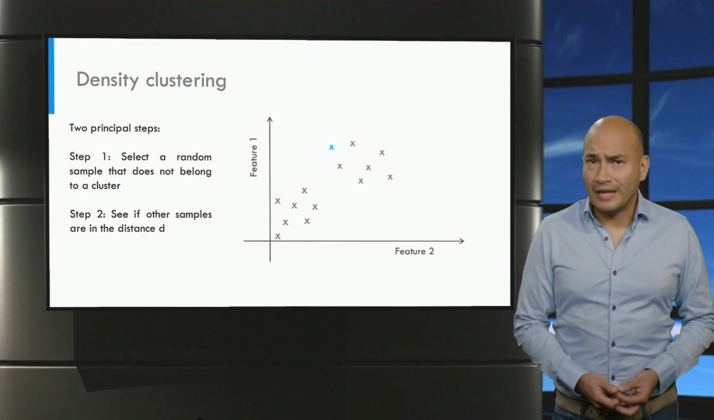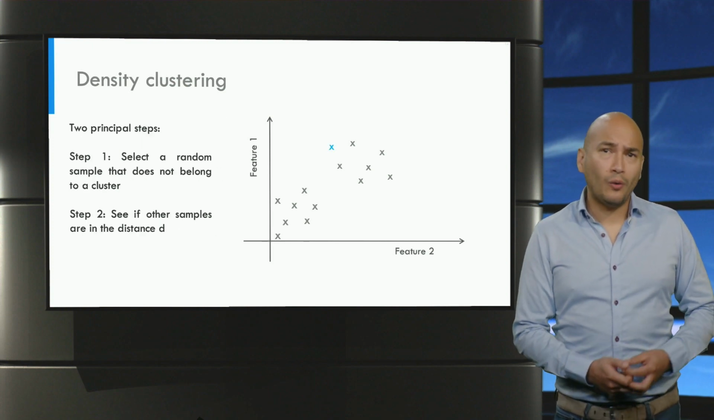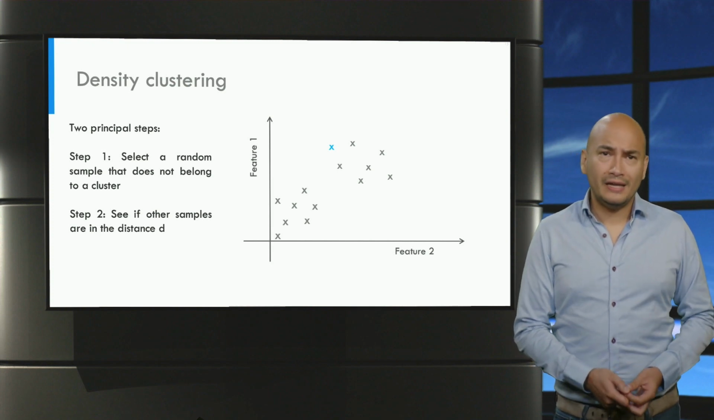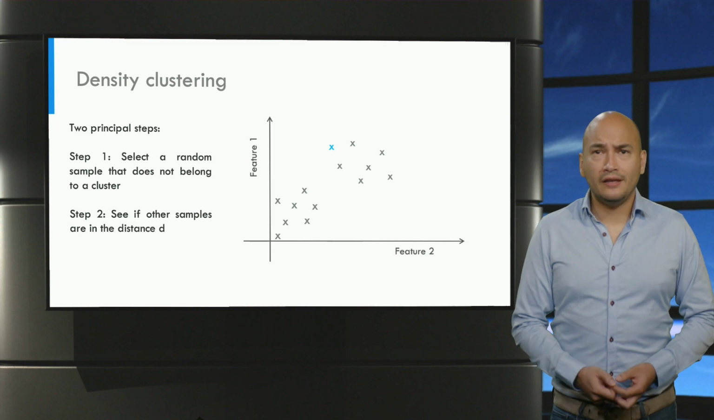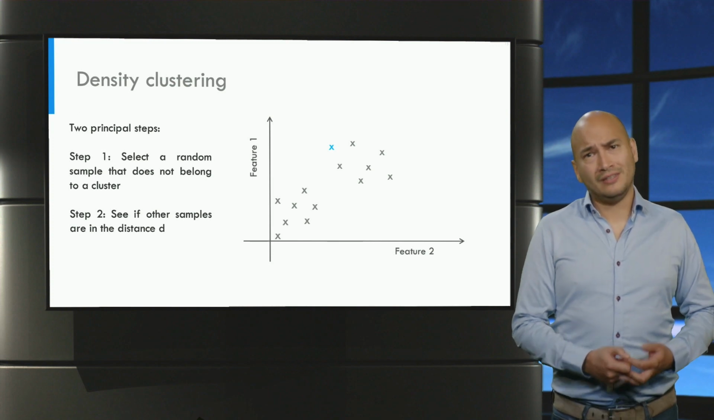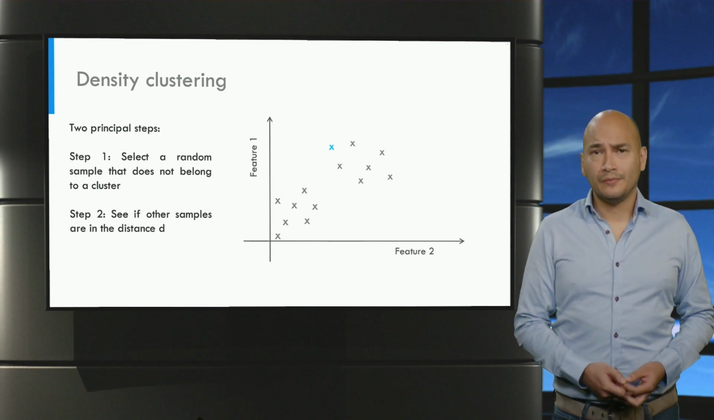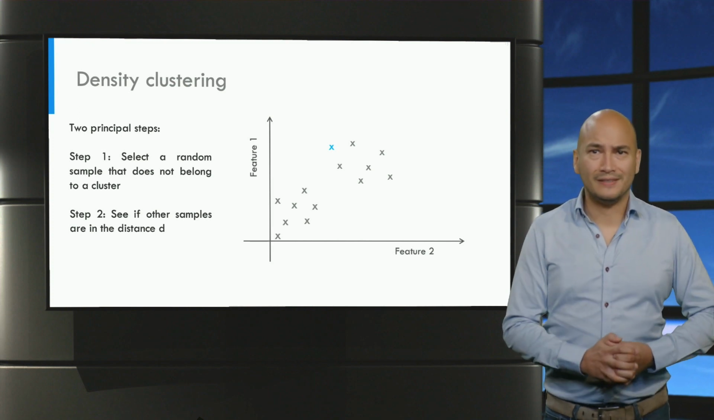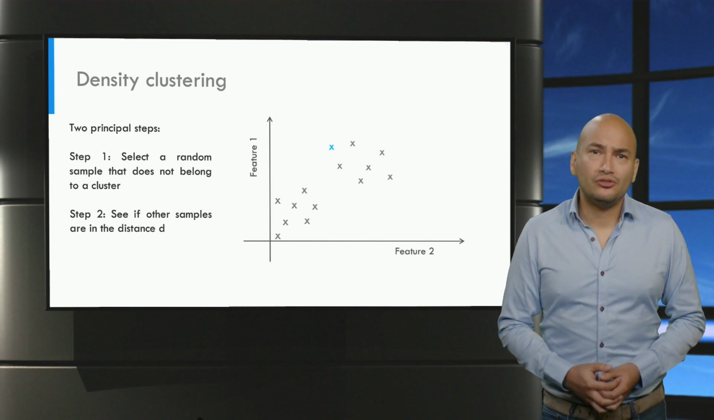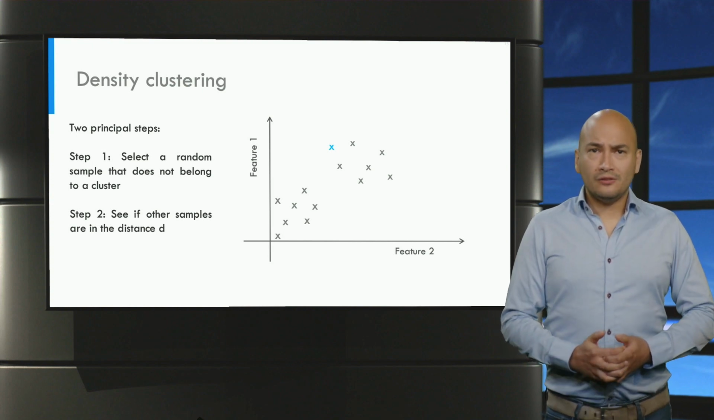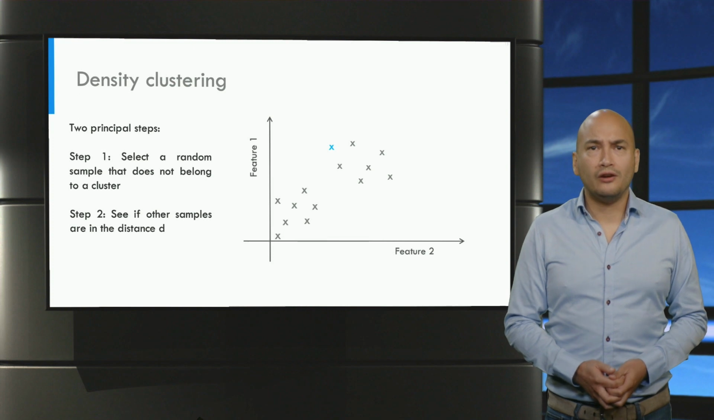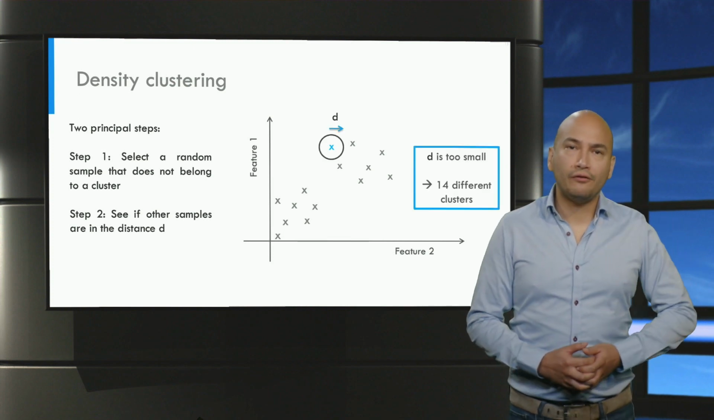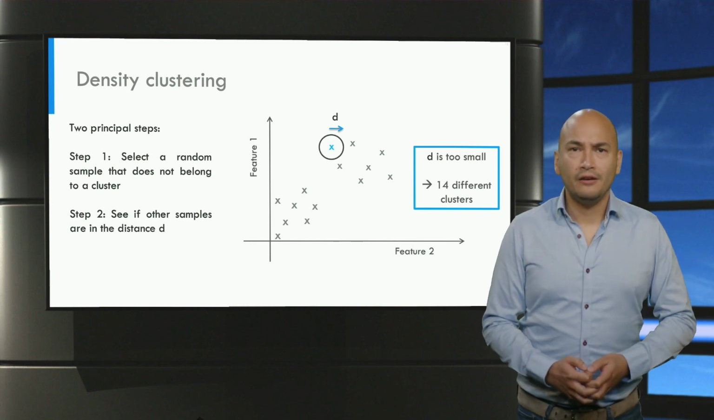There are two principal steps for density clustering. Step 1 is to select a random sample that does not belong to a cluster, and step 2 is to check if other samples are within the predetermined distance d. If yes, the samples will be grouped into the same cluster. In the feature space on the right of the slide, let's pick these blue samples as an example to start with step 1.